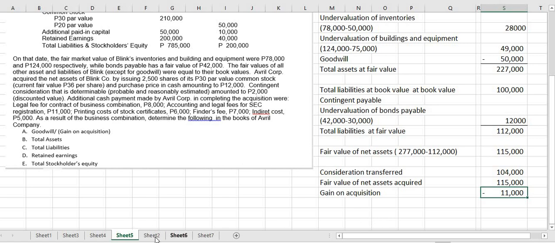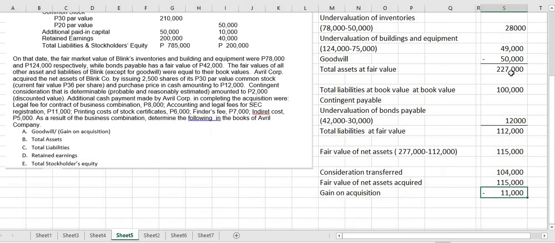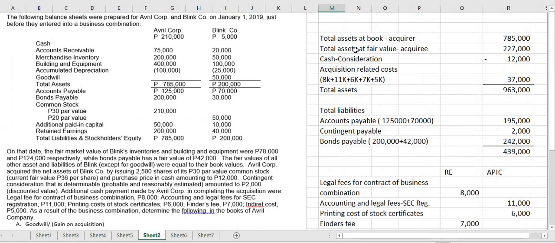Okay, so to compute for the total assets, it's other way din, no? So instead of adding individually all the assets of the acquirer and then acquiree, so pwede din ganito, i-determine mo lang yung total assets at book value ni acquirer, okay, which happens to be 725,000. Okay, so at book value yan siya. Then total asset at fair value ni acquiree, which we have computed at 227,000. Okay, no? So total asset at book value ni acquirer, then total asset fair value ni acquiree.